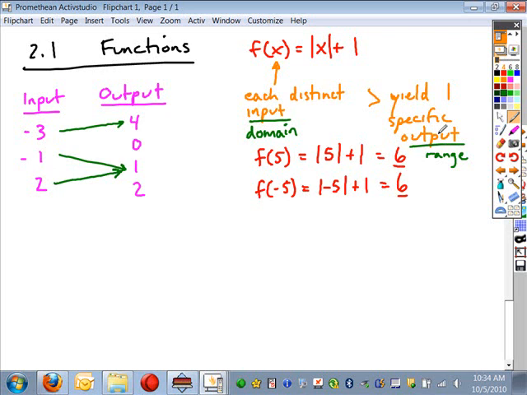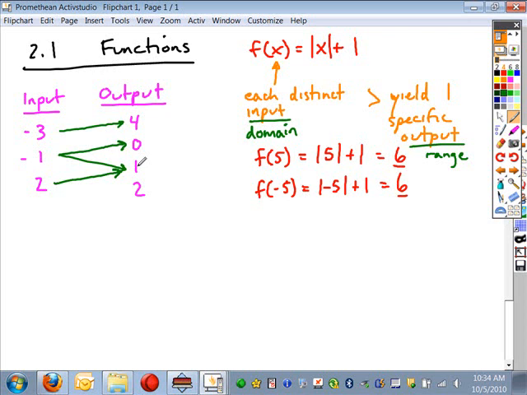Okay, now, what if I did something like this? Now is this a function? Now it's no longer a function because an input of -1 doesn't yield one specific output. It might yield a 0 and it might yield a 1. So in this particular case, you would not have a function. And is everybody able to see that kind of distinction there?